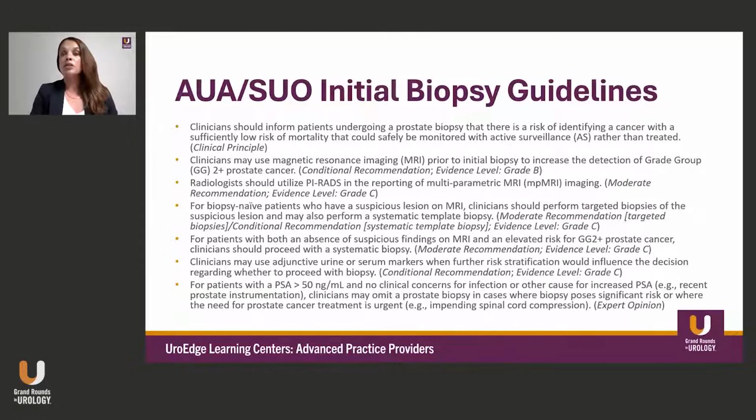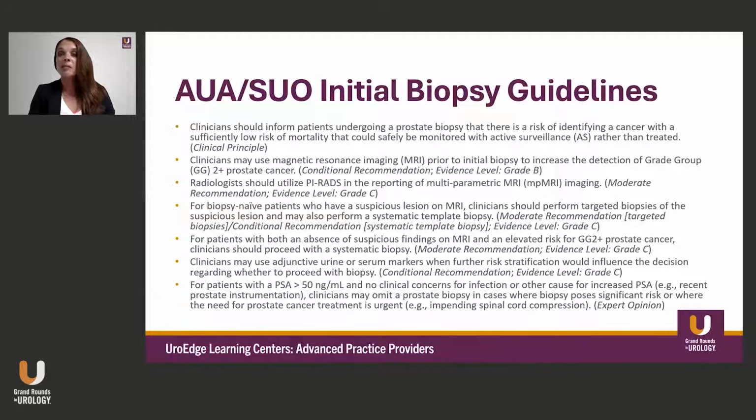Here we're looking at, again, the joint AUA and SUO initial biopsy guidelines. Clinicians should inform patients undergoing a prostate biopsy that there is a risk of identifying a cancer with a sufficiently low risk of mortality. And some patients may not want to know that they have a really low-risk prostate cancer that will not be treated. Clinicians may use MRI, or magnetic resonance imaging, prior to initial biopsy to help increase the detection of a higher grade group prostate cancer. We'll discuss grade group later on. Radiologists should include PI-RADS in the reporting of multiparametric MRI imaging.